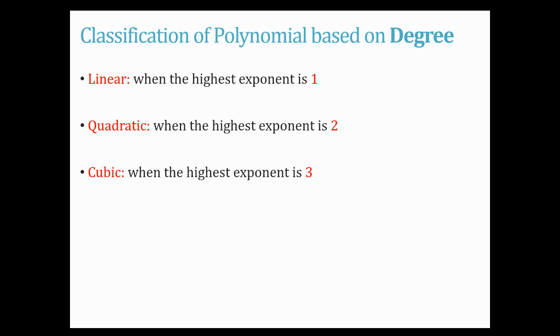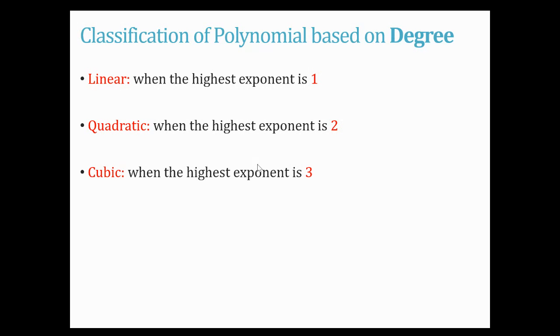So we classified polynomials based on how many terms there were. Now we're going to classify polynomials based on the degree. It's considered linear when the highest exponent in the whole polynomial is 1, and we'll take a look at some examples. When the highest exponent is 2, that's when it's quadratic.